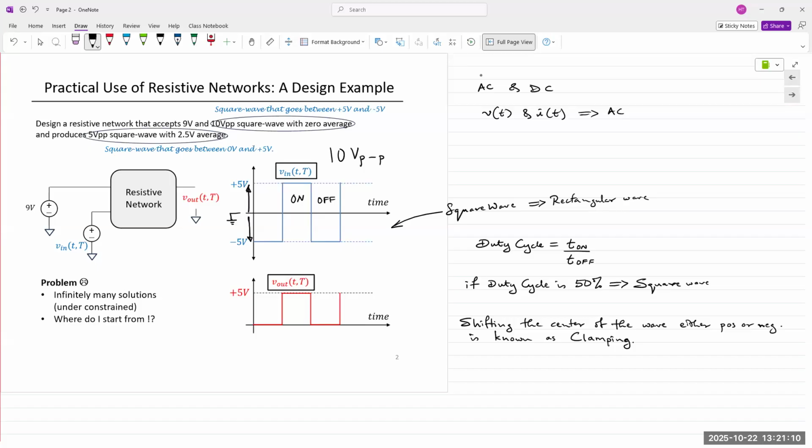In the design problem, we use only a resistive network, meaning we are designing this solely with a resistive network. We can use a diode to do this too. Just a single diode can accomplish the task. But right now, we're only using a resistive network.